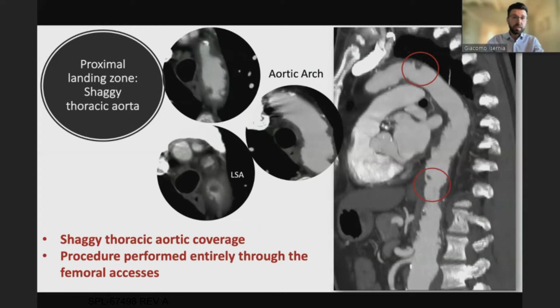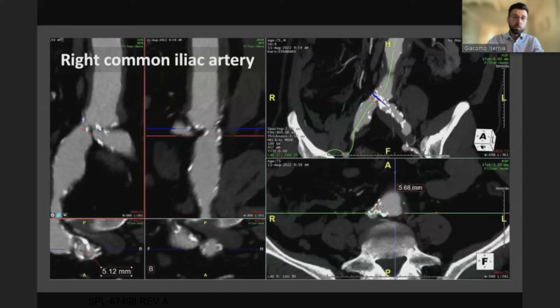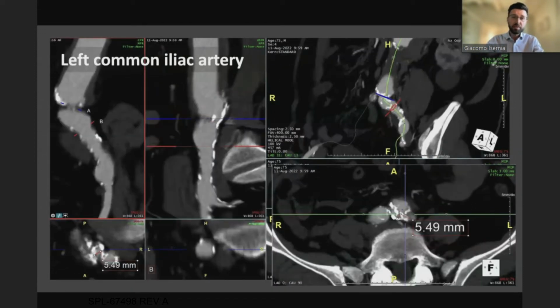Another issue to deal with is the proximal landing zone with a shaggy thoracic aorta and also a shaggy aortic arch. We need to perform all our 4 inner branches from below. So we need both femoral access. This is the right common iliac artery with a real coral reef at the level of the origin, with a tight stenosis and a lumen that is also difficult to measure, but is approximately 5 millimeters. The left common iliac artery is pretty the same, or probably worse, with a real ring of calcium at the origin with a narrow lumen of 5 millimeters.